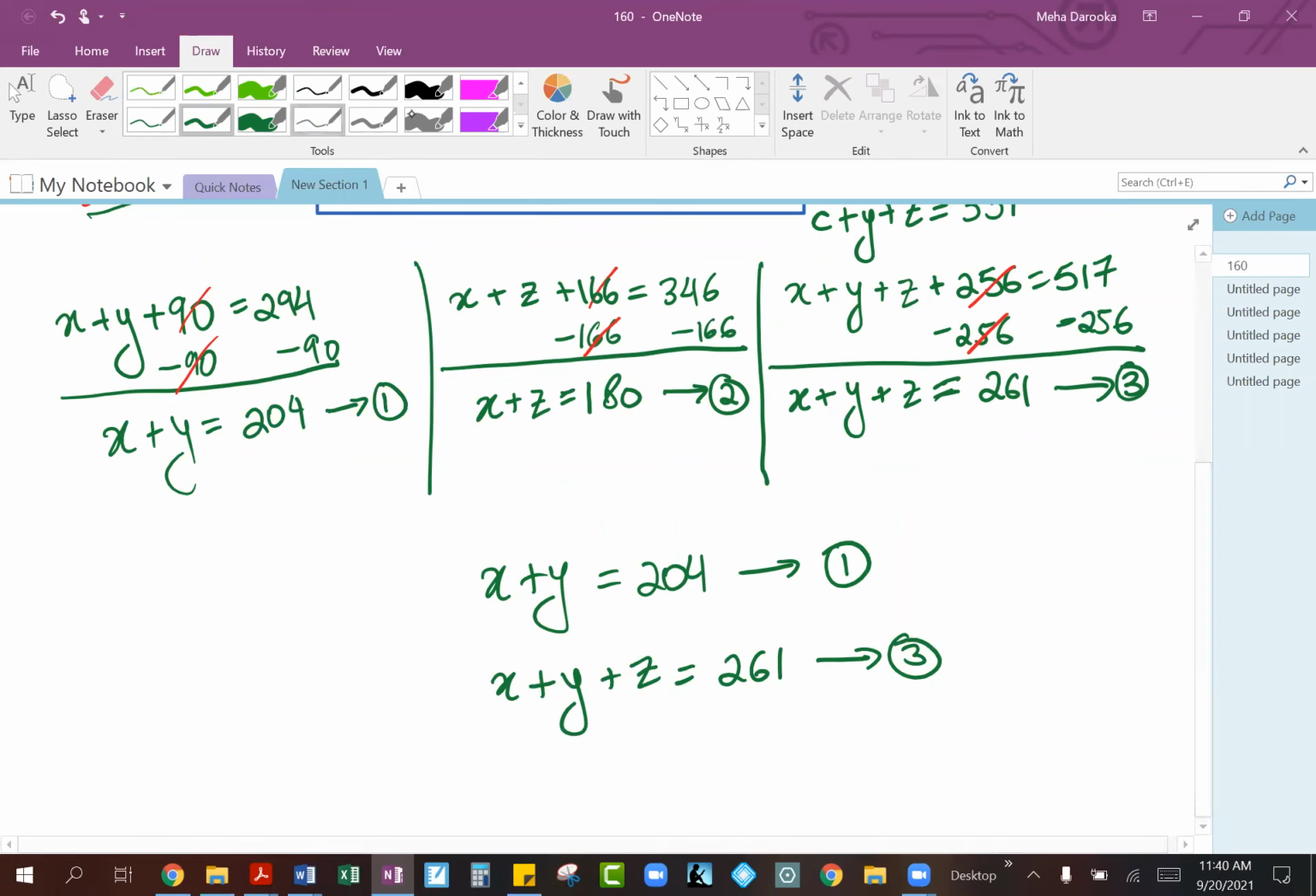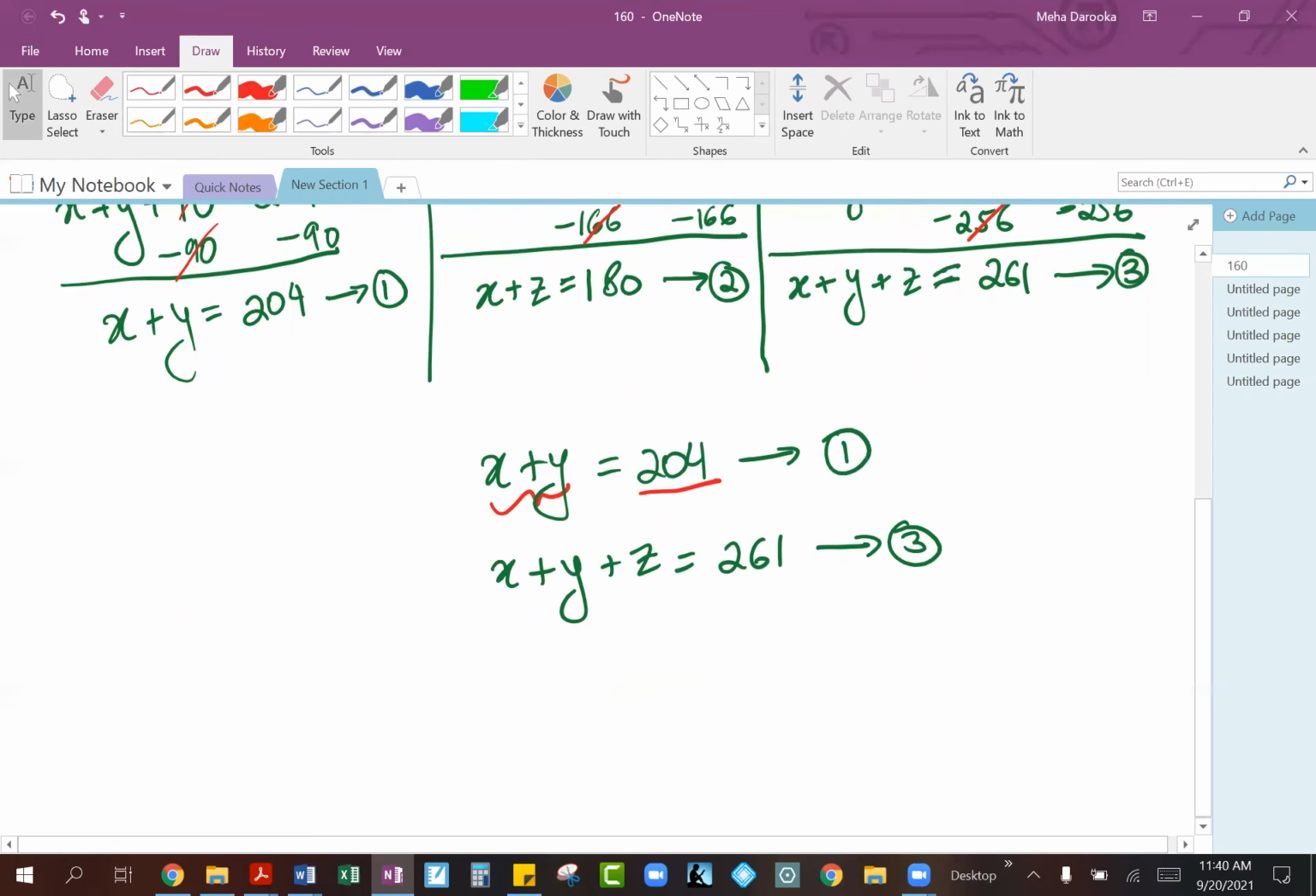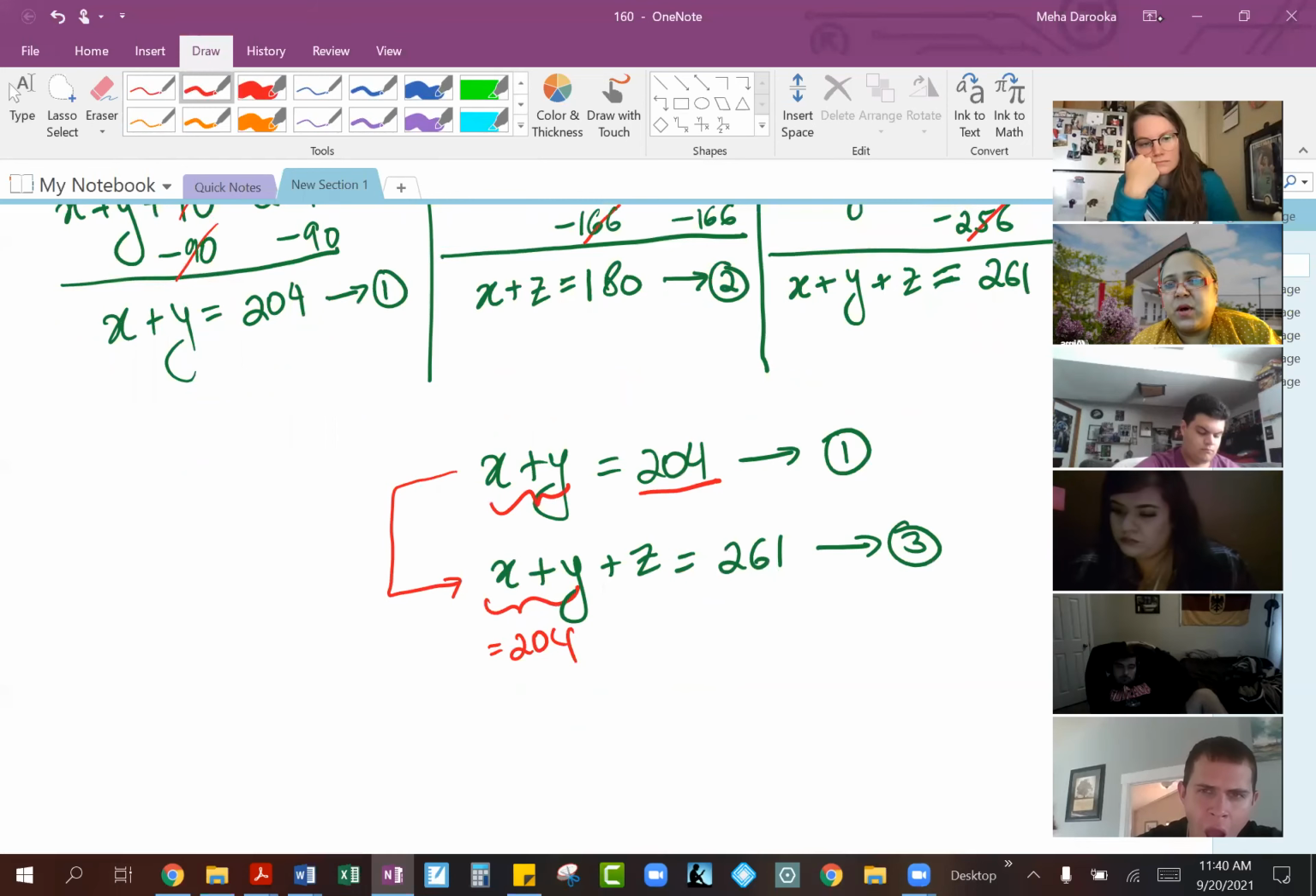If you think about this, we are saying x plus y is 204, right? So I can actually use that over here, because then I can take my x plus y over here and say this equals 204. So you're basically taking the first equation and bringing it into the second one. Do you guys see what I'm trying to do here? Anyone who does not?